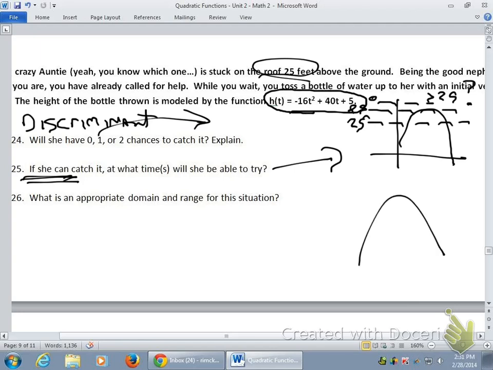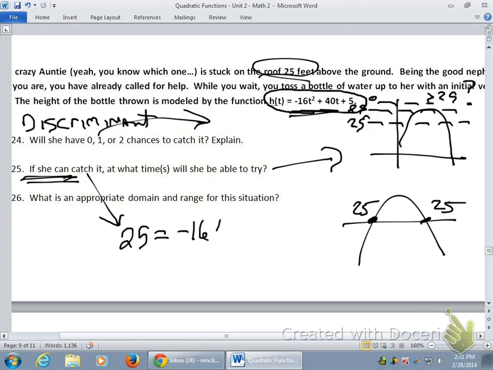You know that right here is 25 feet and right here is 25 feet. So what you want to do is you want to say, hey, when is this function equal to 25? So you're basically solving this equation. Now at this point, it's up to you how you solve it. Quadratic formula, complete the square, graph it, doesn't matter. But at this point, you're just going to solve. And you do end up with 2 answers.